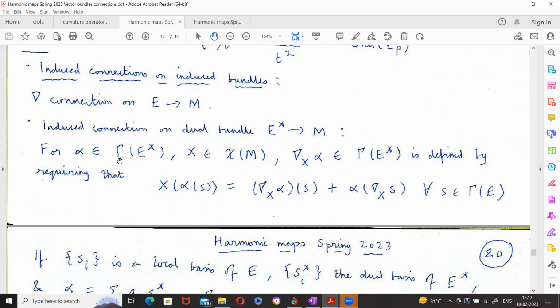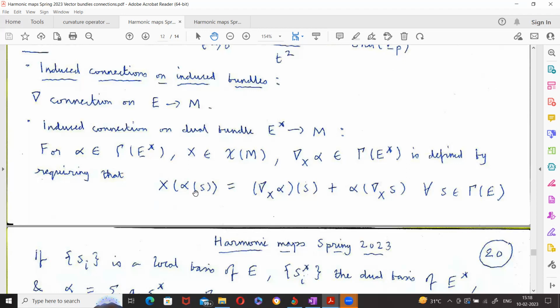Well, suppose alpha is a section of the dual bundle and X is a vector field on M. Then you want to define nabla sub X of alpha. This is again going to be a section of the dual bundle. So how should it be defined? It should be defined as follows: if you take a section of E, say S, then alpha acts on S. So alpha of S is going to be a function on the manifold. So my vector field X can act on this function.